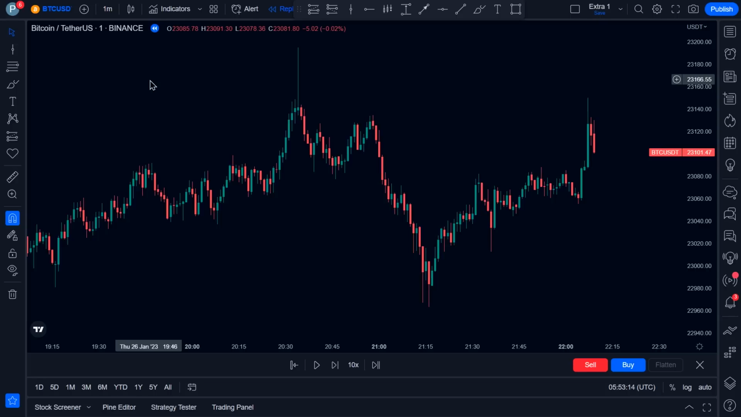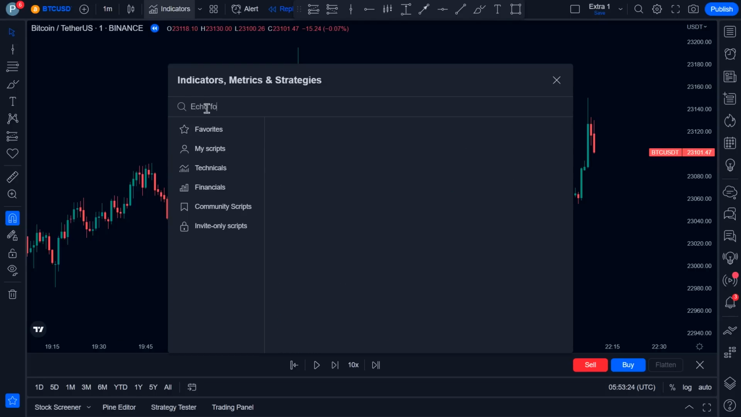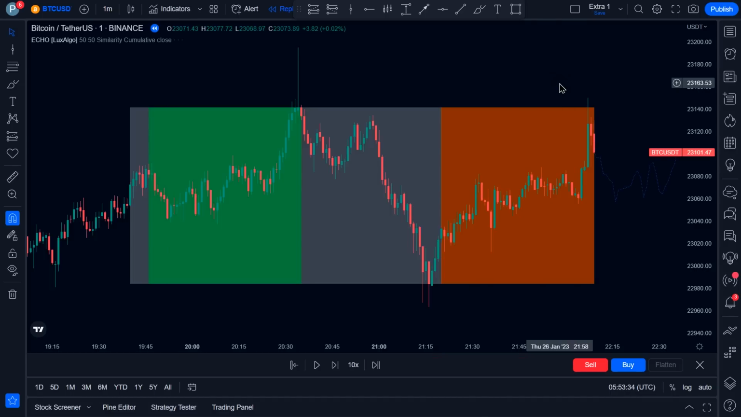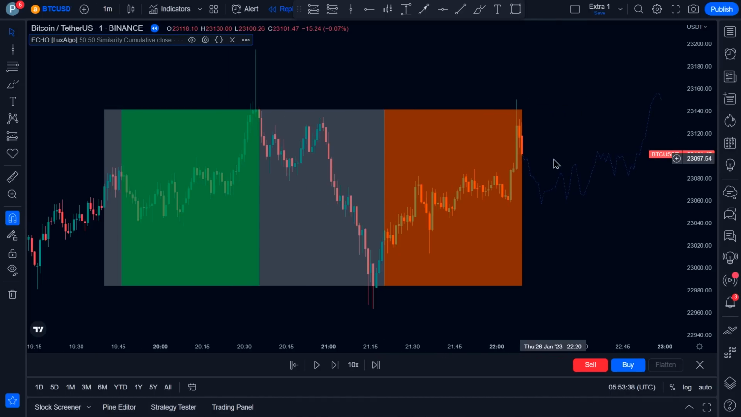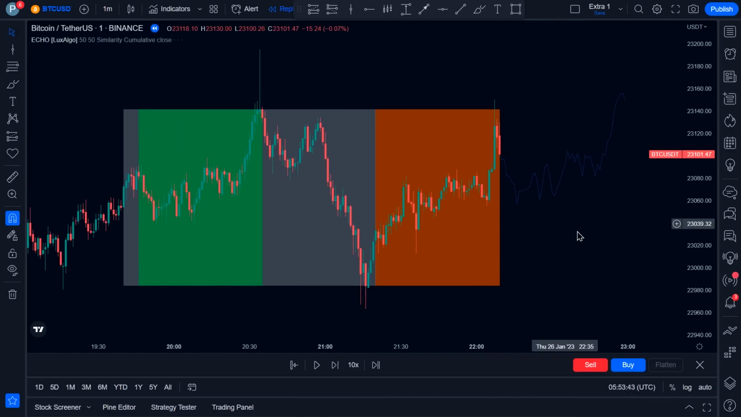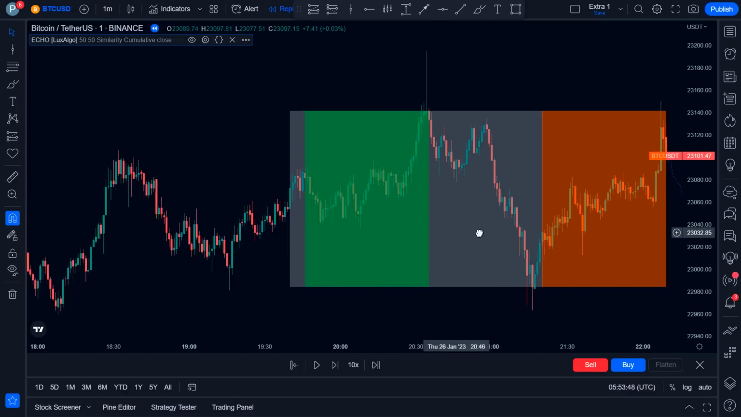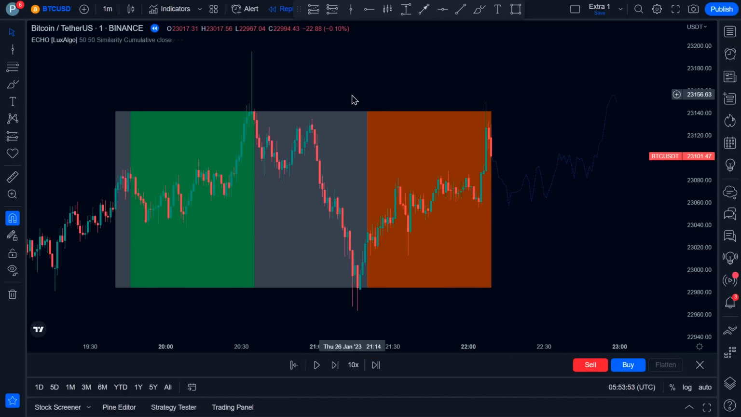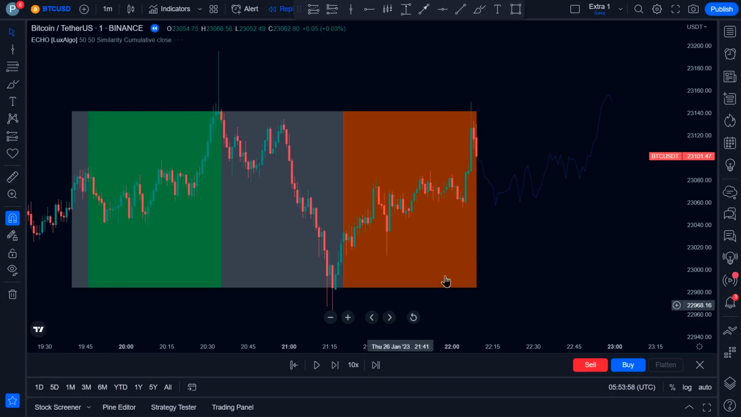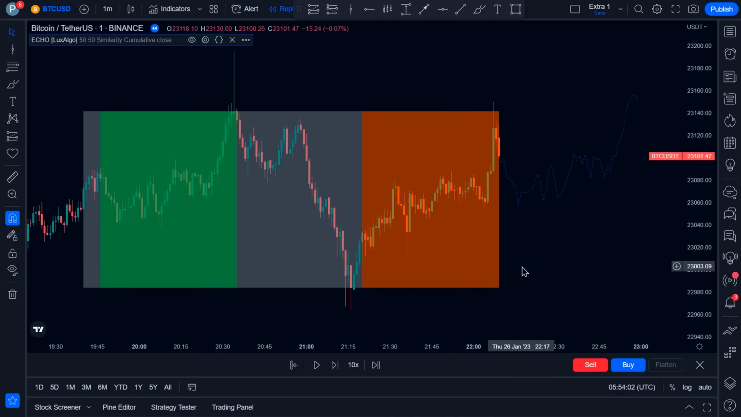Now, to add the indicator, you're gonna click on Indicators and type here Echo Forecast and select this one by LuxAlgo. The default settings for this indicator will work perfectly, so we're not gonna change anything. I'll not go over the math behind the workings of this indicator because that's not gonna make you money. But here is a simplified version of how the indicator works.